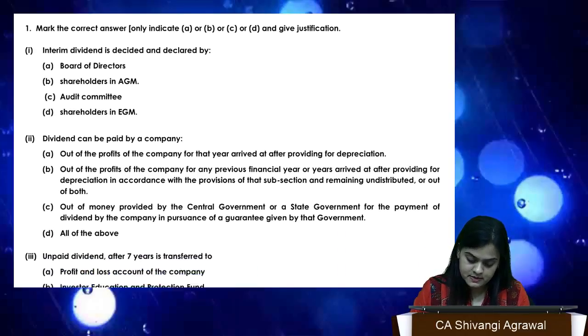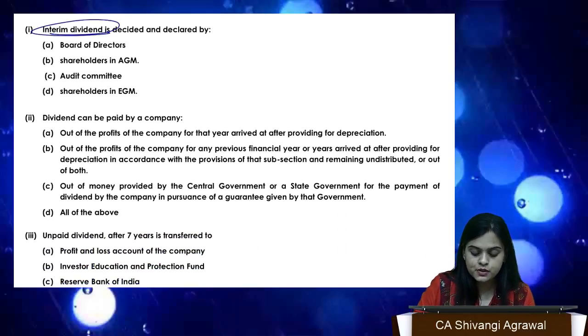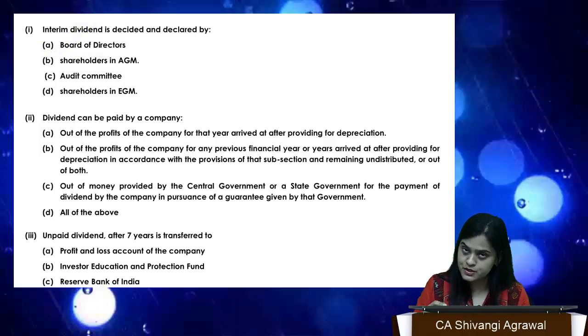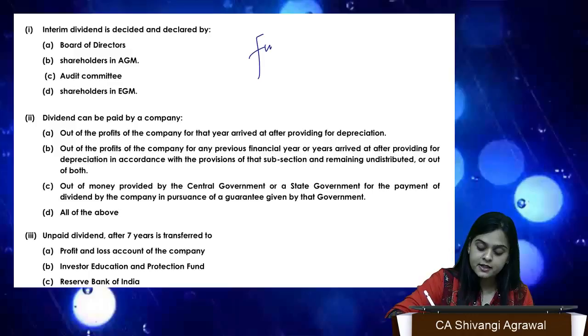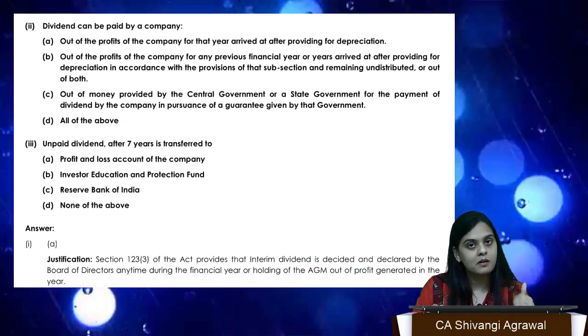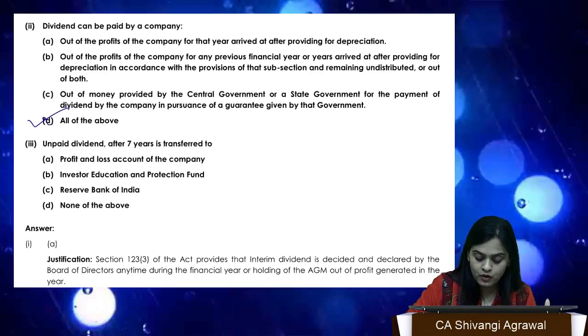If you look at the questions, interim dividend, as I told you, is declared by the board of directors. It is not declared by the shareholders in the annual general meeting. That is the final dividend which is declared. Dividend can be paid by a company. A company pays a dividend undoubtedly, but what are the sources of the payment of dividend? It can be paid out of the profits of the current year, out of the profits of previous years which have not been transferred to reserves, and out of the money provided by government. So all of the above.